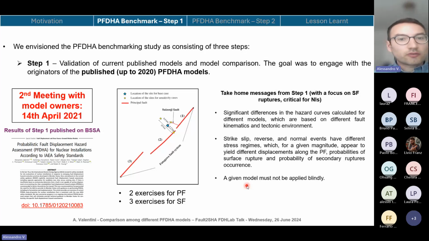You have to pay attention to the geology, the kinematics of your structure, and also the source characterization, and so on. Otherwise, the differences that you can obtain are very different, and also very large errors.